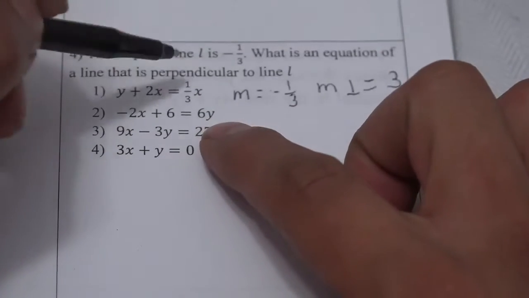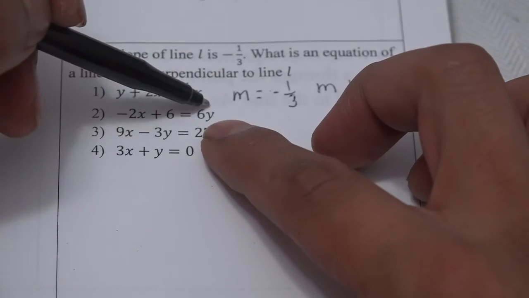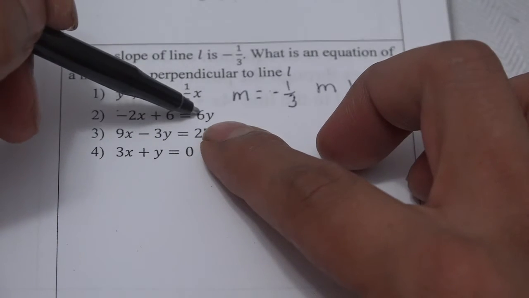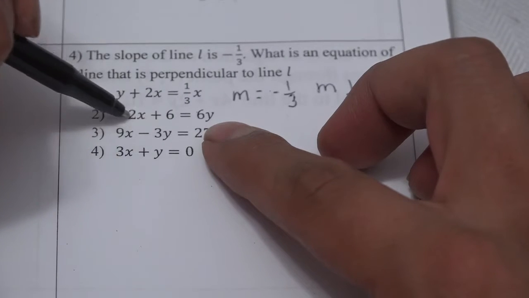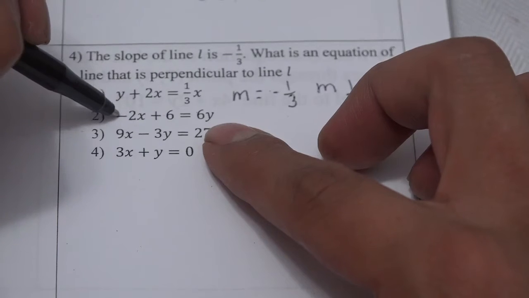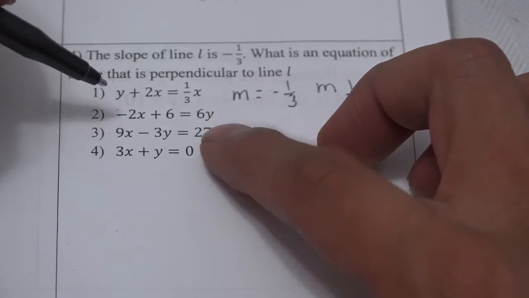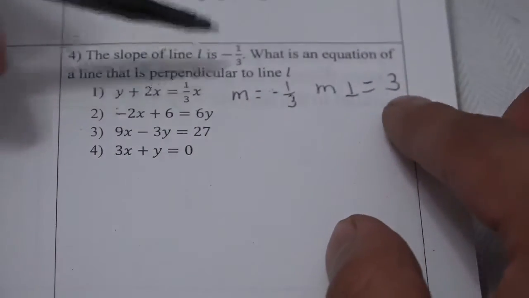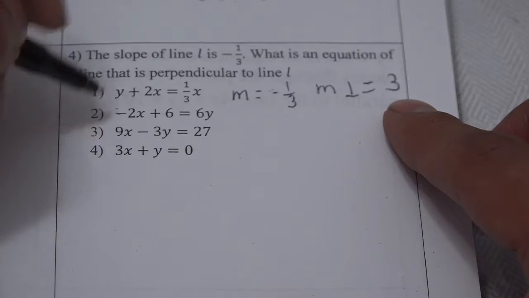Here, the equation is almost solved for y. Okay, all I have to do is divide by 6. So if I divide by 6, the y-intercept becomes 1, because 6 divided by 6 is 1, and the slope becomes -2/6, which is the same thing as -1/3, which is not the slope that I'm looking for. I'm looking for a slope of 3. So let's take a look at choice number 3.